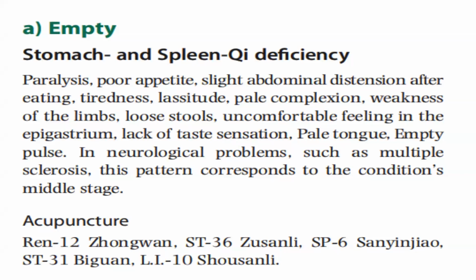So in an empty pattern where there is stomach and spleen deficiency, this will manifest with paralysis, poor appetite, slight abdominal distension after eating, tiredness, lassitude, pale complexion, weakness of the limbs, loose stools, uncomfortable feeling in the epigastrium, lack of taste sensation, pale tongue, and an empty pulse. In neurological problems, such as multiple sclerosis, this pattern corresponds to the condition's middle stage. So treating with acupuncture, we can use REN12, stomach 36, spleen 6, stomach 31, and LI10.